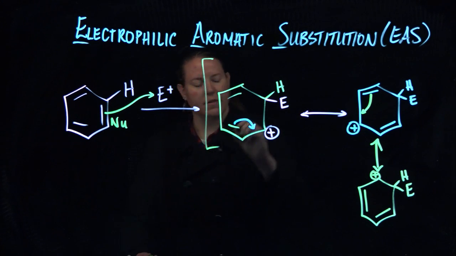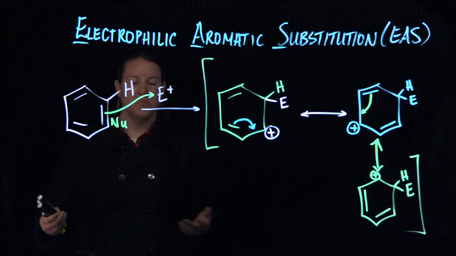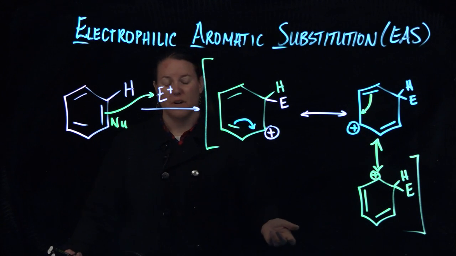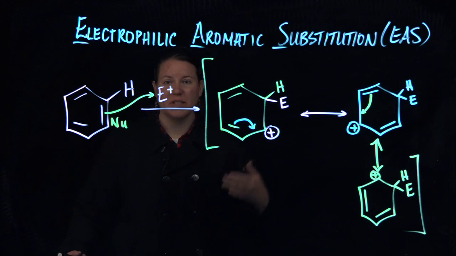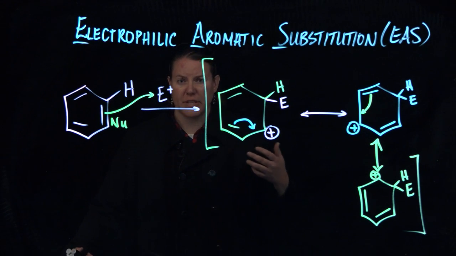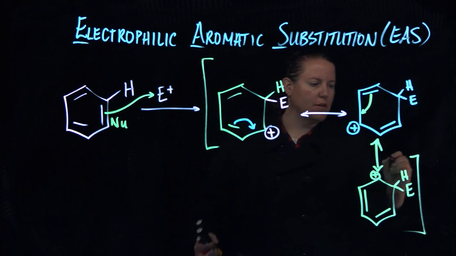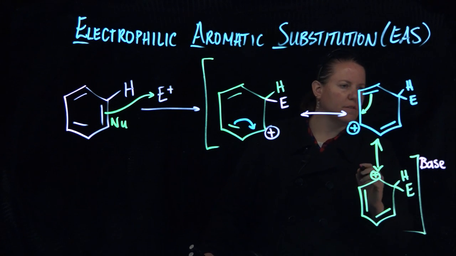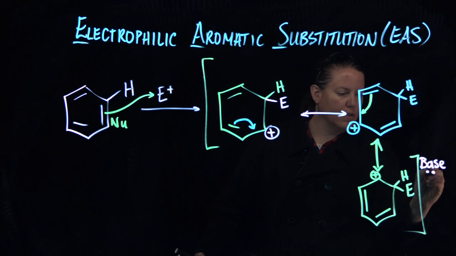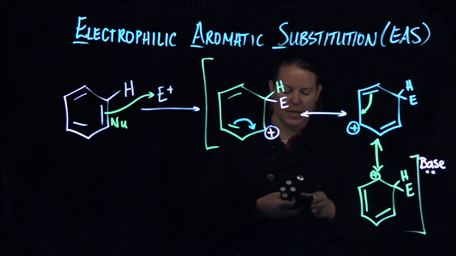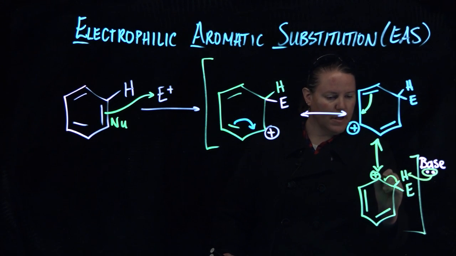And all of this is happening in resonance forms, which means it's usually happening pretty rapidly, and it's assuming all forms on a regular basis. Ideally, folks, the benzene ring would like to reform because benzene in its aromatic state is particularly stable, and we would like to get that back. So a base comes along, some base with a lone pair that is ready to take on an H. That would be a Lewis base and a nucleophile. It's going to attack this H.